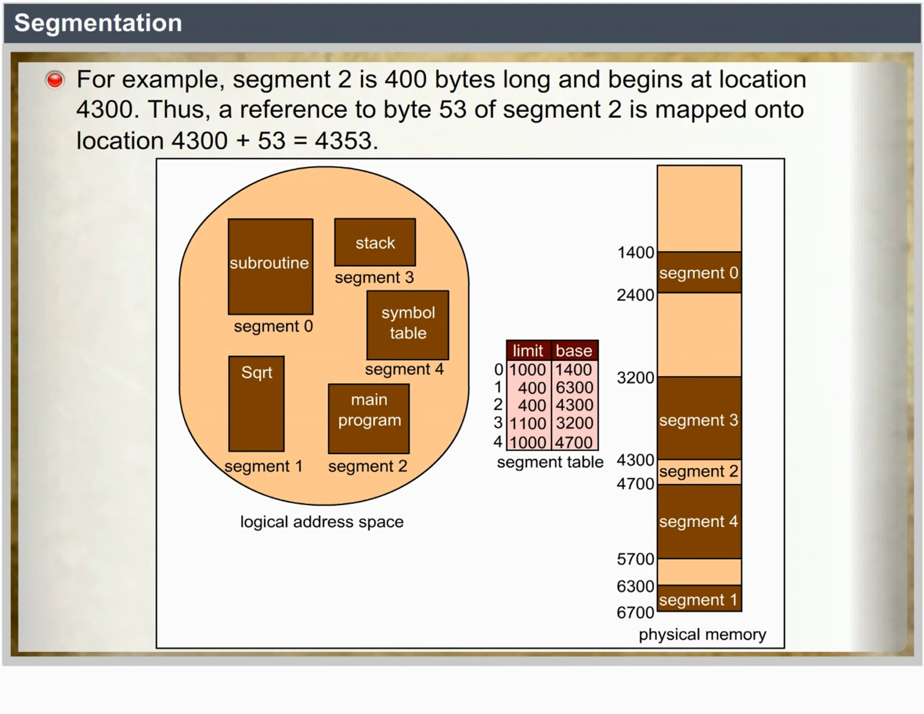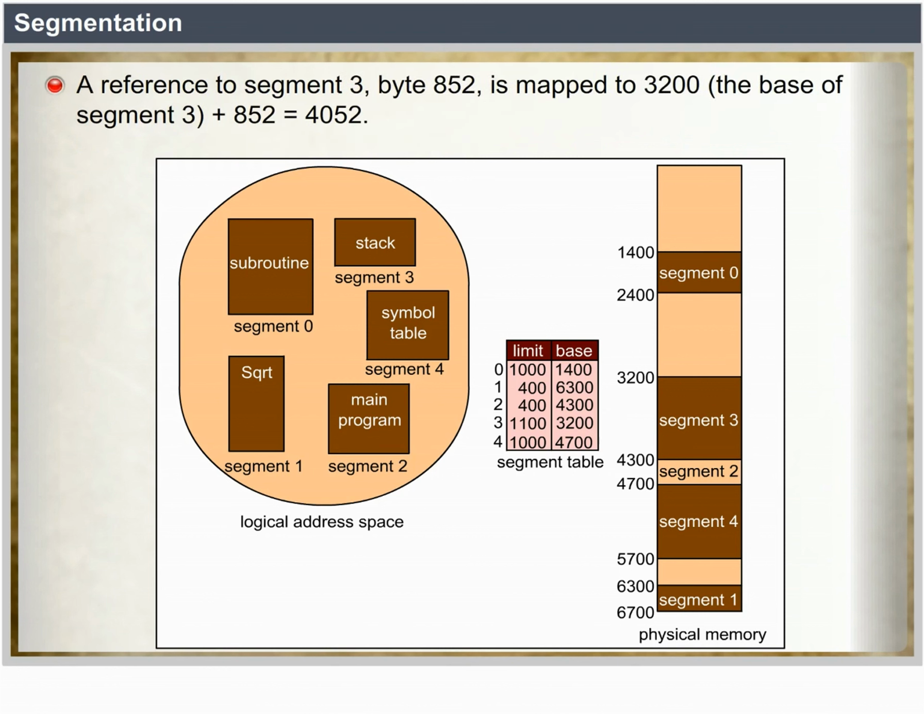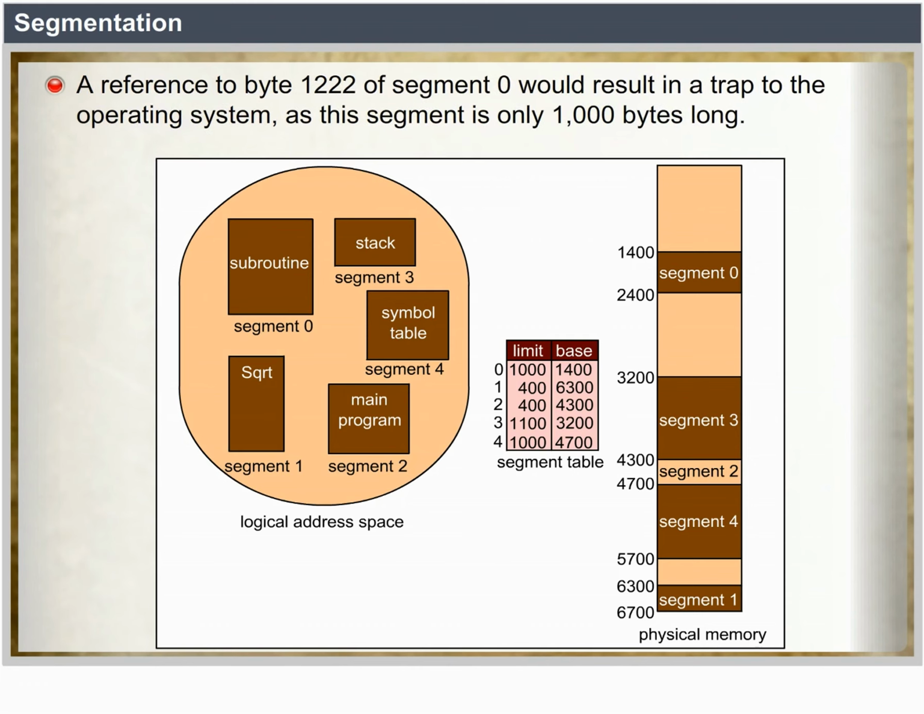A reference to segment 3, byte 852, is mapped to 3200, the base of segment 3, plus 852 equals 4052. A reference to byte 1222 of segment 0 would result in a trap to the operating system, as this segment is only 1000 bytes long.